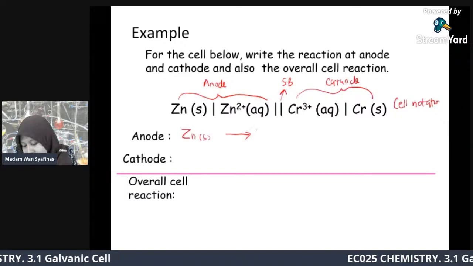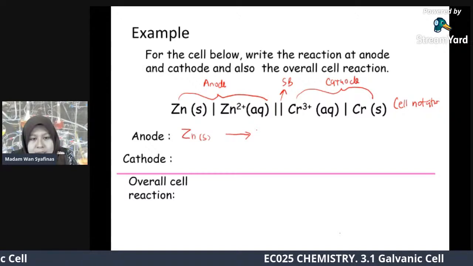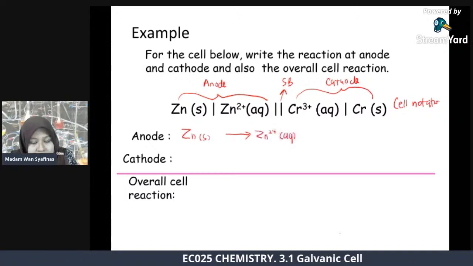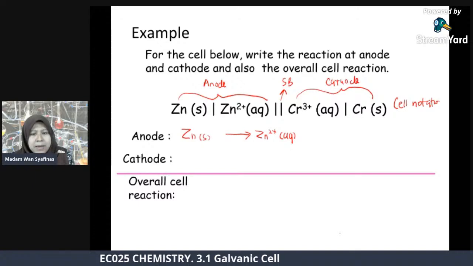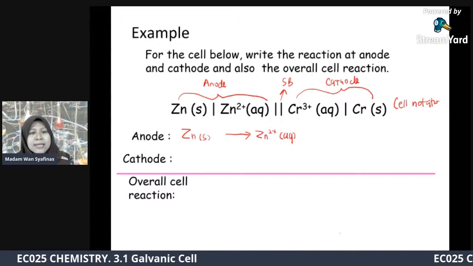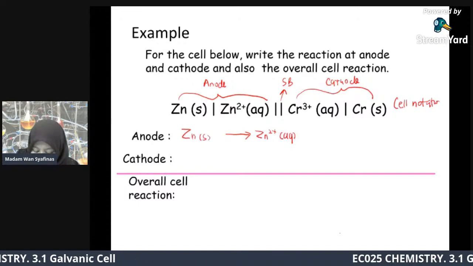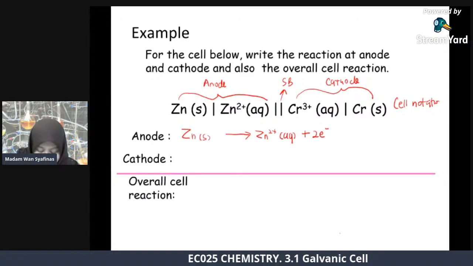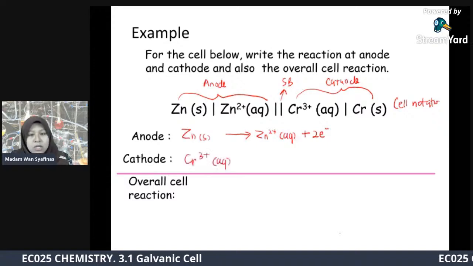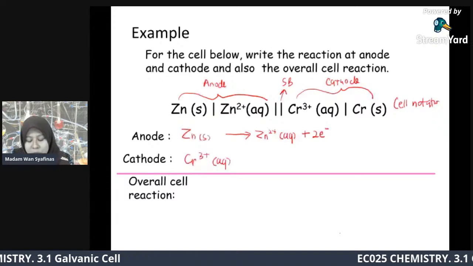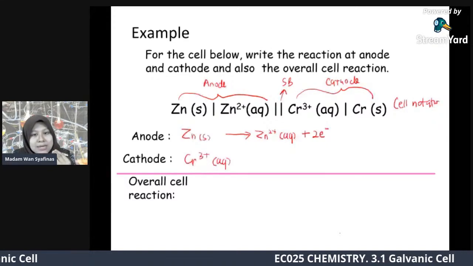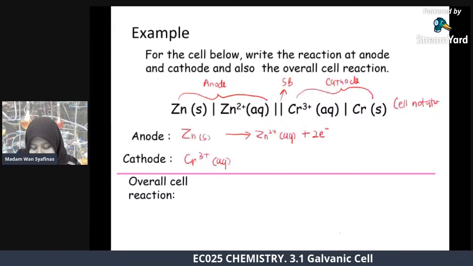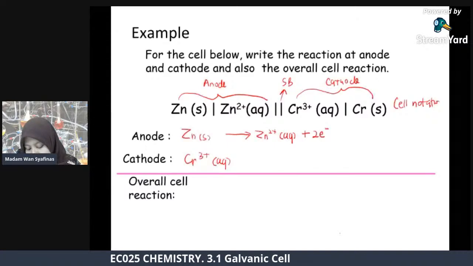Zinc solid to zinc 2 plus aqueous. Okay, so the anode will undergo oxidation reaction. Oxidation means metal or solid will release electrons. So it will release 2 electrons. For the cathode we have chromium Cr3 plus ion aqueous. So the cathode undergoes reduction. Reduction means accept electrons. So it will accept 3 electrons, plus 3 electrons, and produce chromium solid.